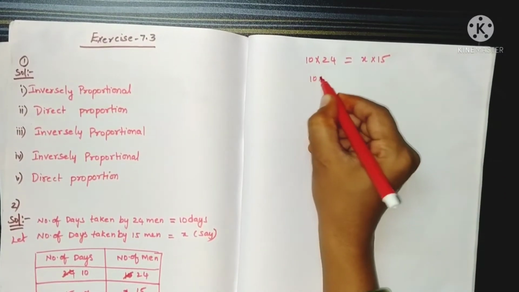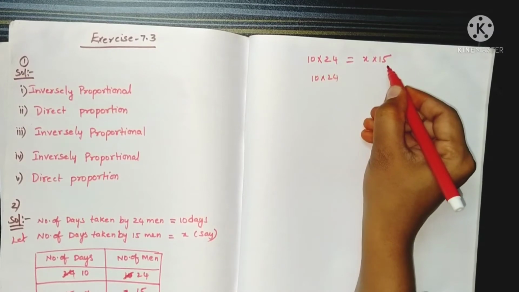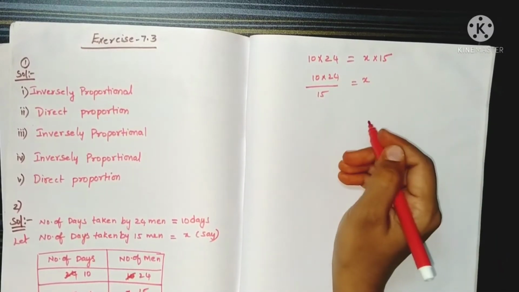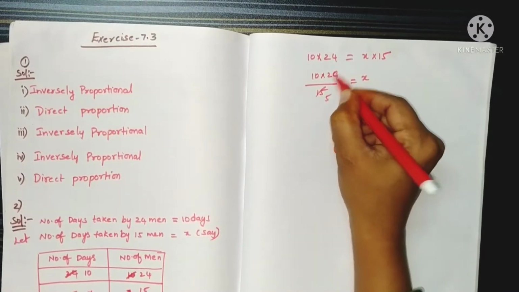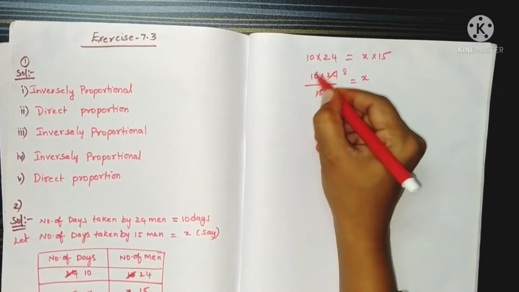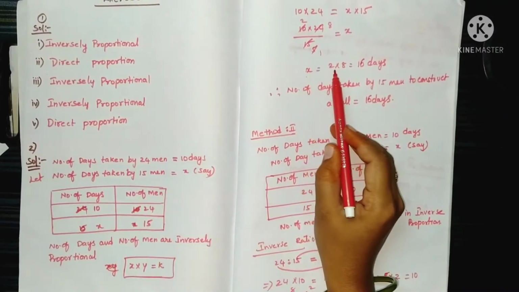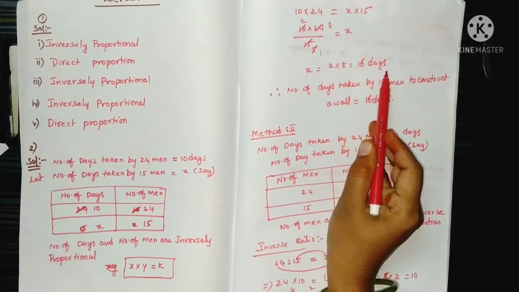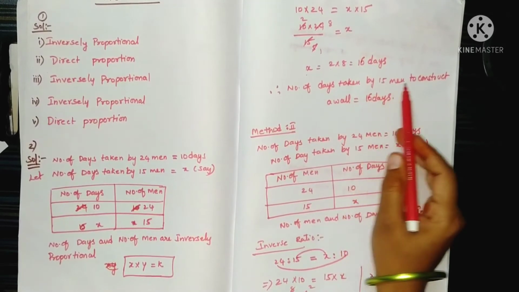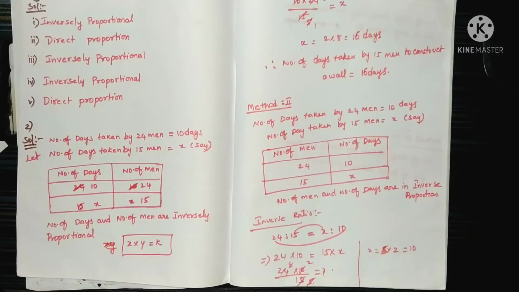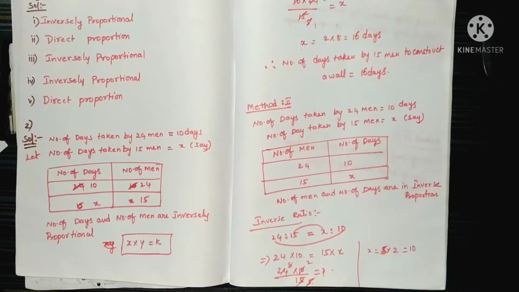So 10 into 24, after transposing this 15, it comes under division, is equals to x. 3 5s, 3 8s, 5 1s, 5 2s. So x is equals to 2 into 8, 16 days. So number of days taken by 15 men to construct a wall, 16 days. So in method 2 also, see students, number of days, same steps you write.